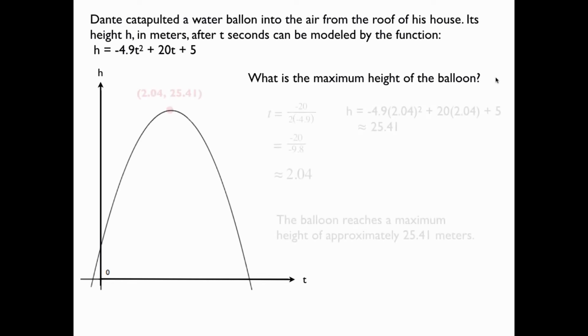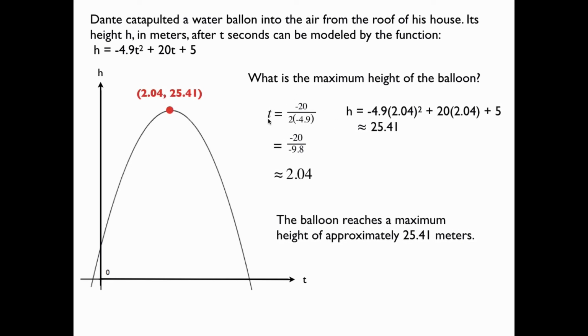All right, let's see how you did. Again, I'm using our nifty little formula that we've derived. The axis of symmetry is somewhere around 2.04. I plugged that into the function, and I got approximately 25.41. Now, you should concentrate on the process here and not the exact answers. If you rounded slightly differently than I did and you got a slightly different answer, that's fine. But if your process is the same, that's really what I care about at this point. So the balloon reaches a maximum height of approximately 25.41 meters.